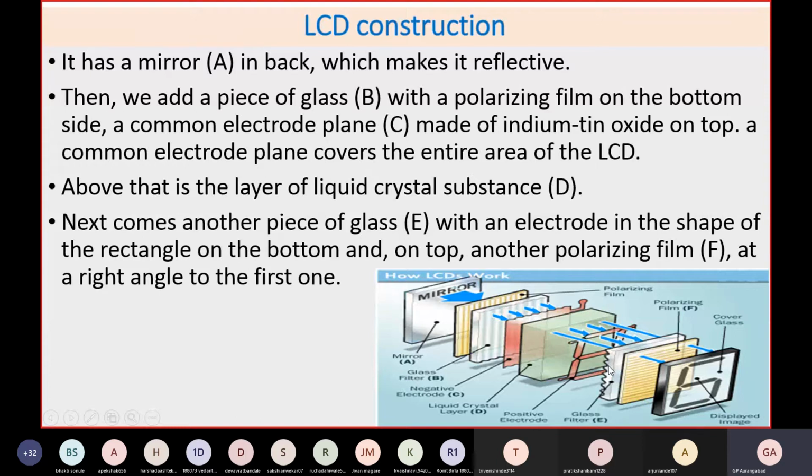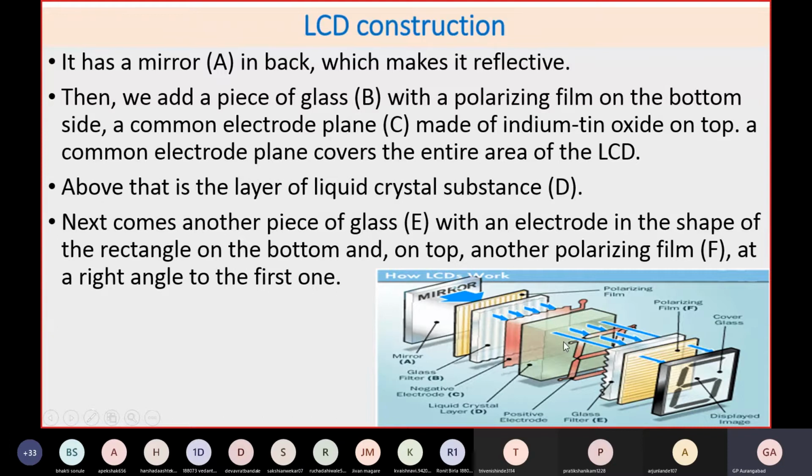On the other side of this liquid crystal display, very similar to glass B, there will be a glass E. To this glass, you will find a polarized film, polarized film F, attached to this glass layer. In this case, this polarized film is horizontally polarized, as against the polarizing film which was vertically polarized.